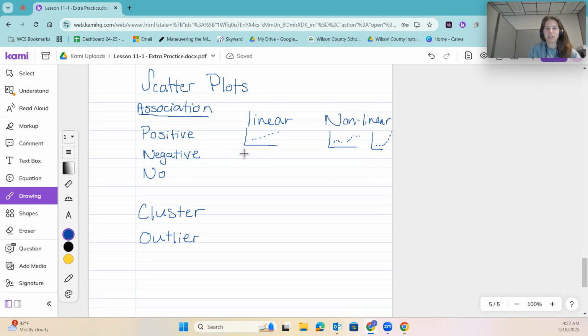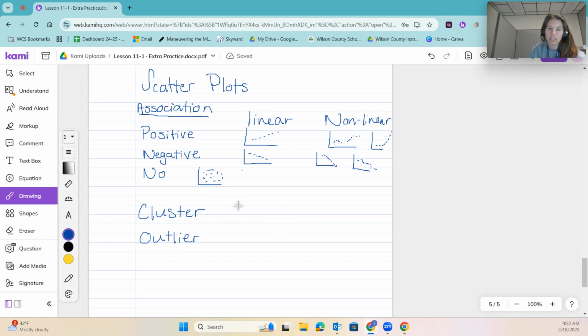Then you can have linear negative and non-linear negative, where it's got those curves throughout. Or you can have no association, which wouldn't be linear or nonlinear. It would just have these dots all throughout the whole graph.